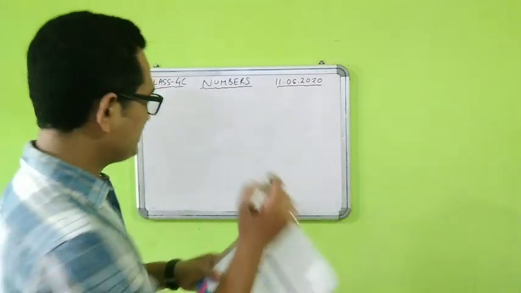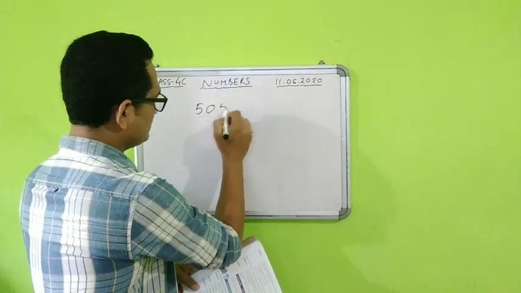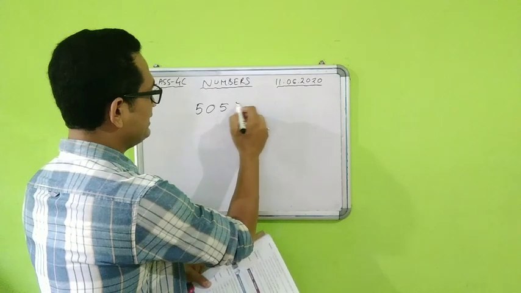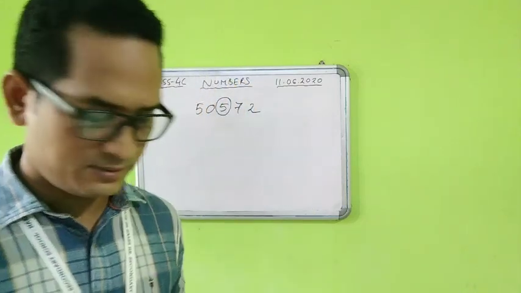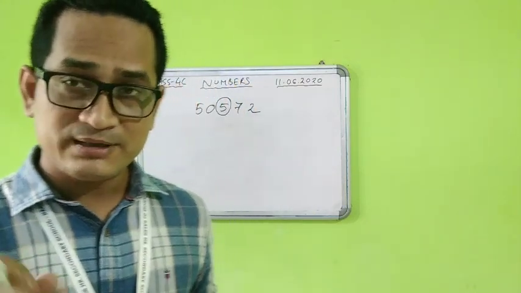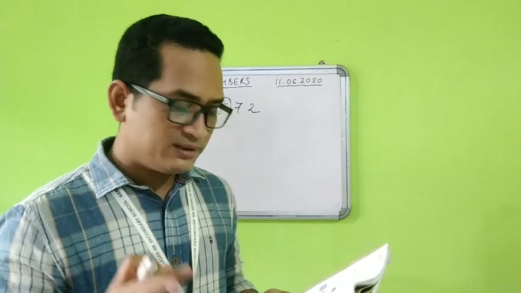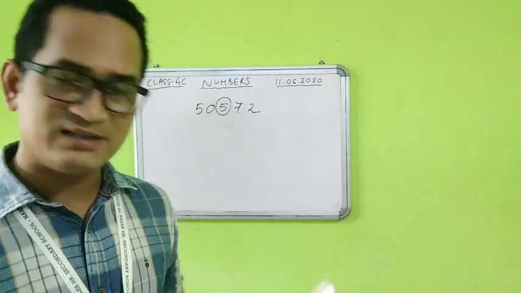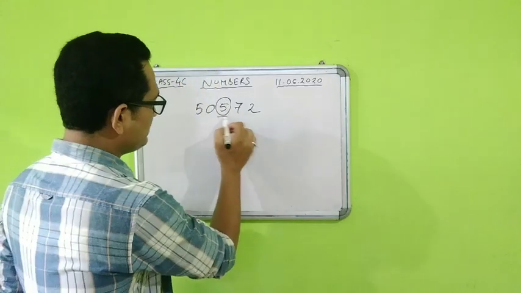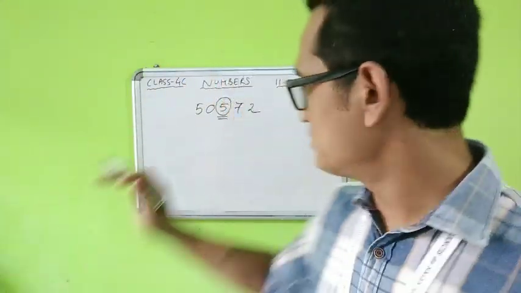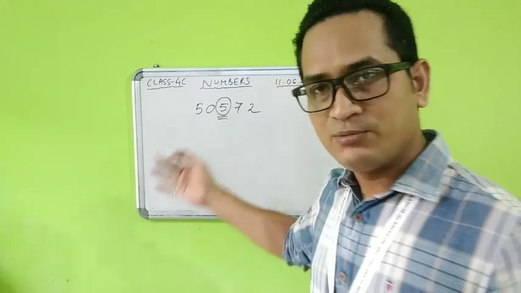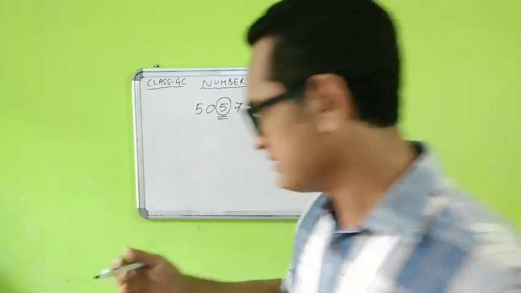It is given that the number is given in number A, and this 5 is actually written in bold. Now students, we need to write down the difference of the place value and the face value of the digit which is in bold. That means we need to find out the place value and face value of this 5, and then we need to find the difference between them. So let us find out.